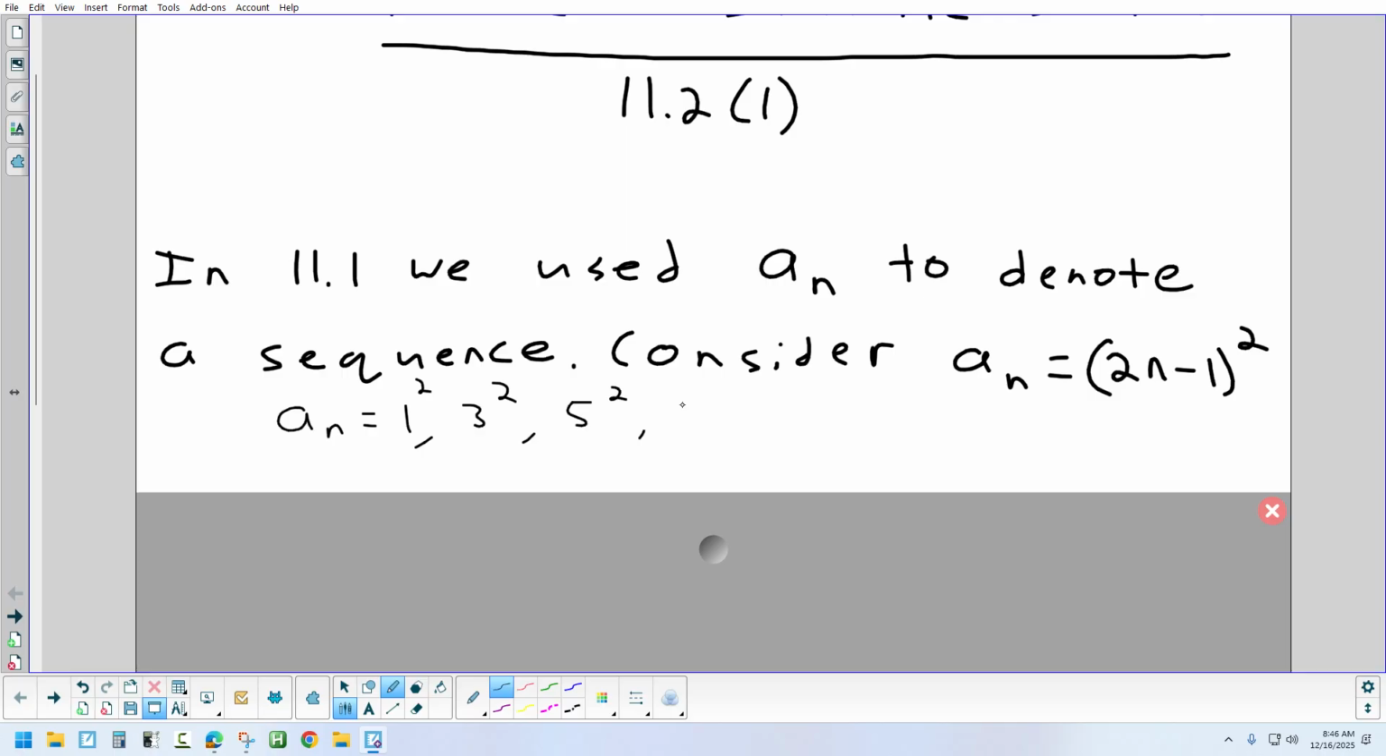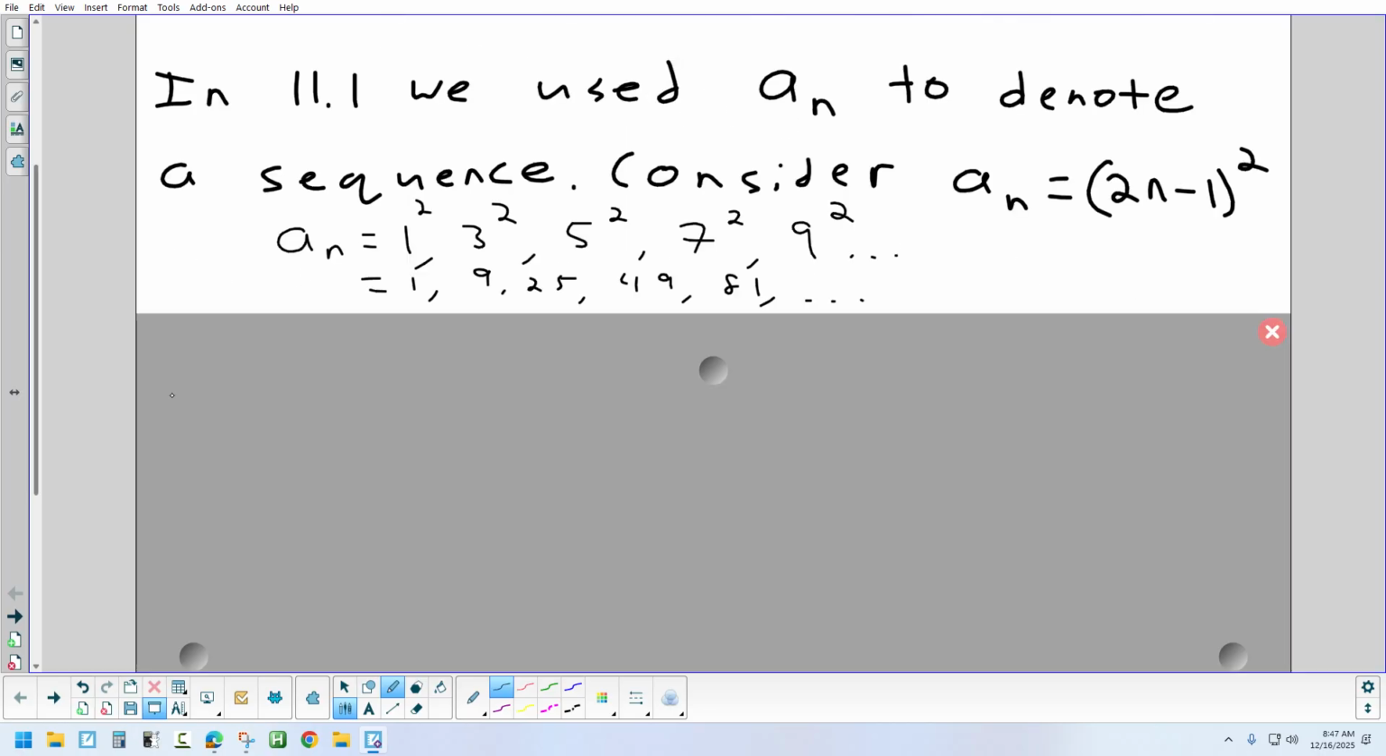So the pattern here is odd numbers squared. And if you did them out, you would have 1, 9, 25, 49, 81. And it keeps going. So that's how you use a formula to write the terms in a sequence. So any questions how we got those numbers?